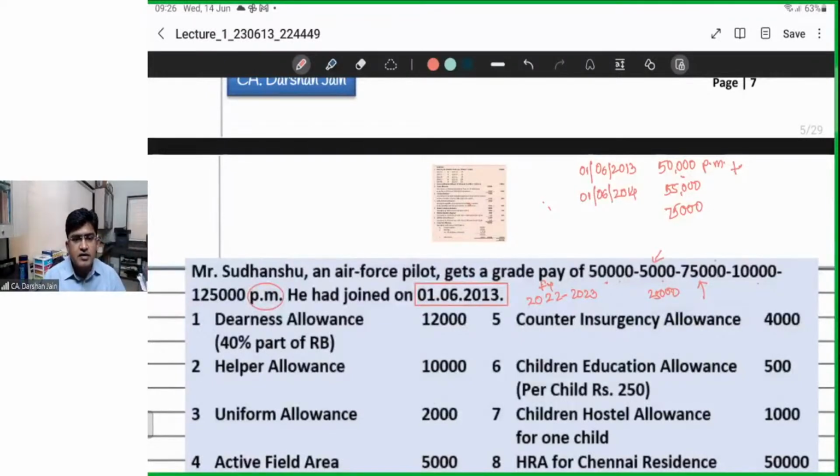So for the financial year until 2016-17. Look at this. On 1/6/2013, 14, 15, 16, 17. Sorry. His salary would be 75,000. Thereafter, every year his salary would increase by 10,000. So on 1/6/2018, his salary would be 85,000. Are you getting this, friends?